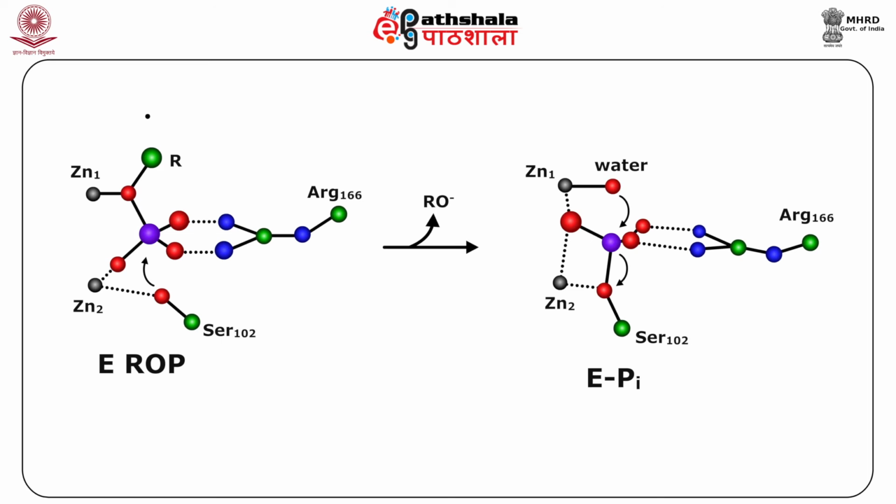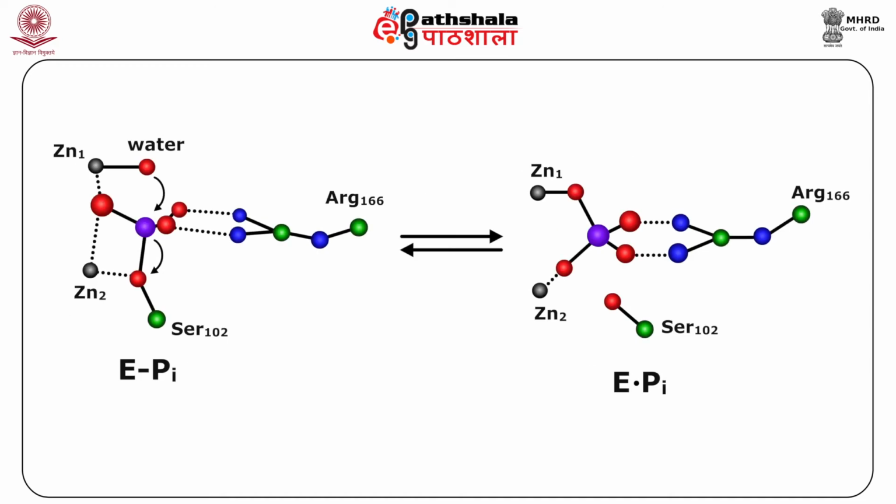Then serine 102, activated by zinc 2, acts as a nucleophile and attacks the phosphate group of the substrate, forming the covalent phosphoenzyme intermediate EPI and liberating alkoxide. Now a water molecule coordinates to zinc 1 in the position vacated by alkoxide. In alkaline pH, this water gives zinc-OH.